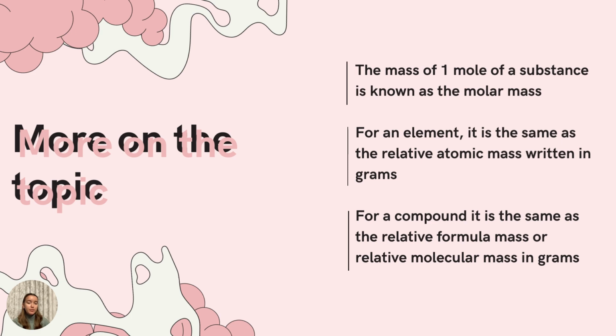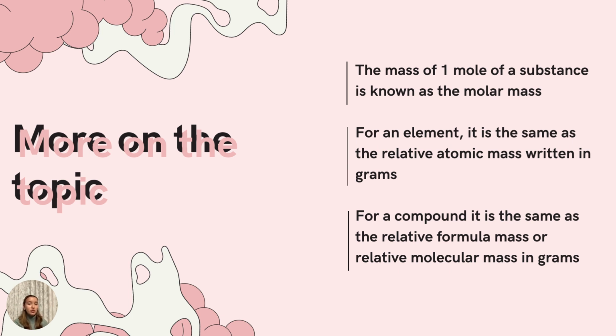More on this topic. The mass of 1 mole of a substance is known as the molar mass. So if we have mass, for 1 mole it's molar mass, and for an element it is the same as the relative atomic mass that we write in grams. So when we look at the periodic table, we have the average atomic masses, and the relative atomic masses for each element are the same as the molar mass.